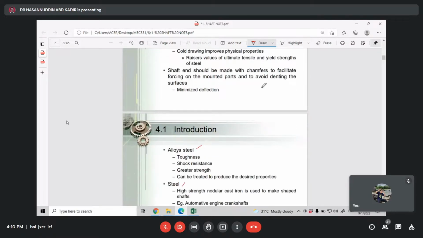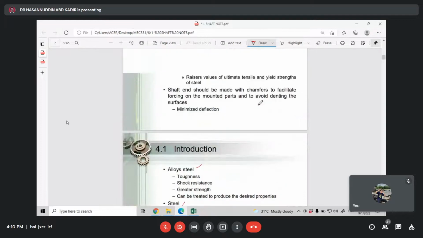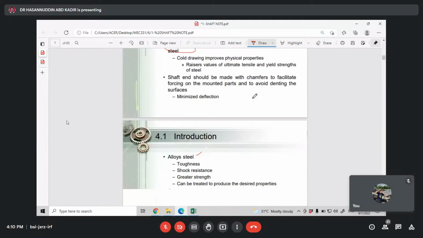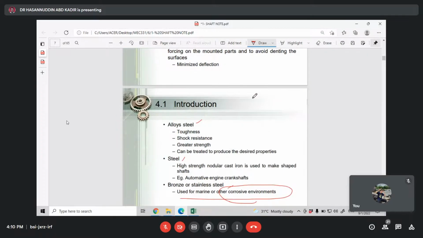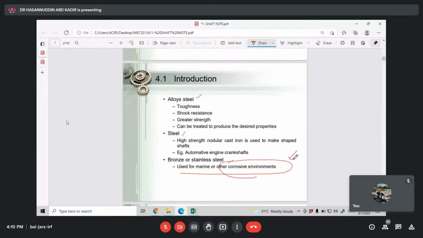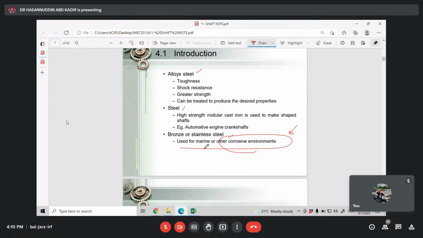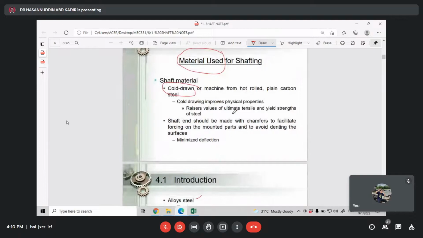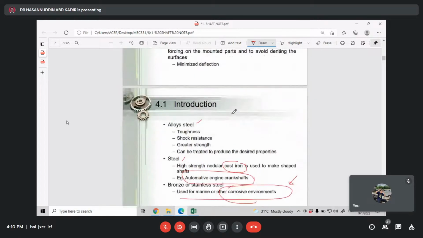Okay, here maybe they can ask questions related to this one. So given the material for the shaft, what type of suitable material for the marine condition, marine application? So we can apply the bronze or the stainless steel. For example, steel for an automotive engine crankshaft, this one we apply steel or high strength nodular cast iron. But we don't learn this one, we don't focus on material. This is just for the introduction for you.